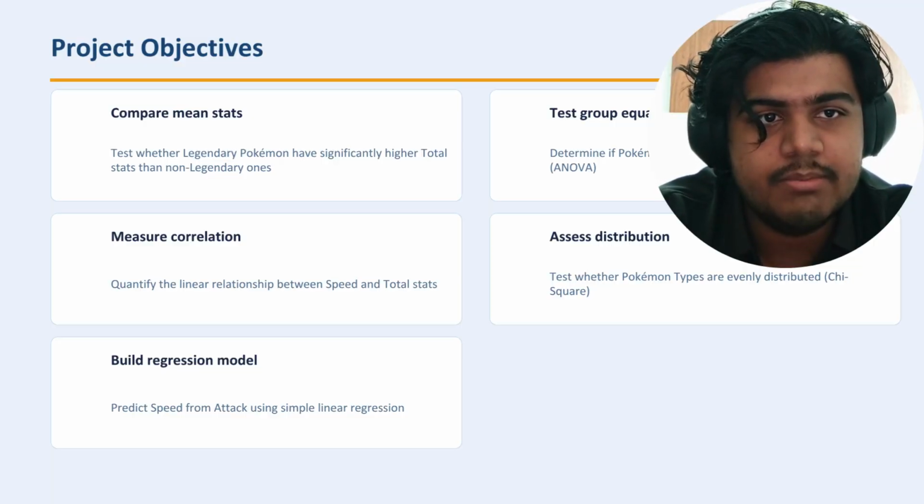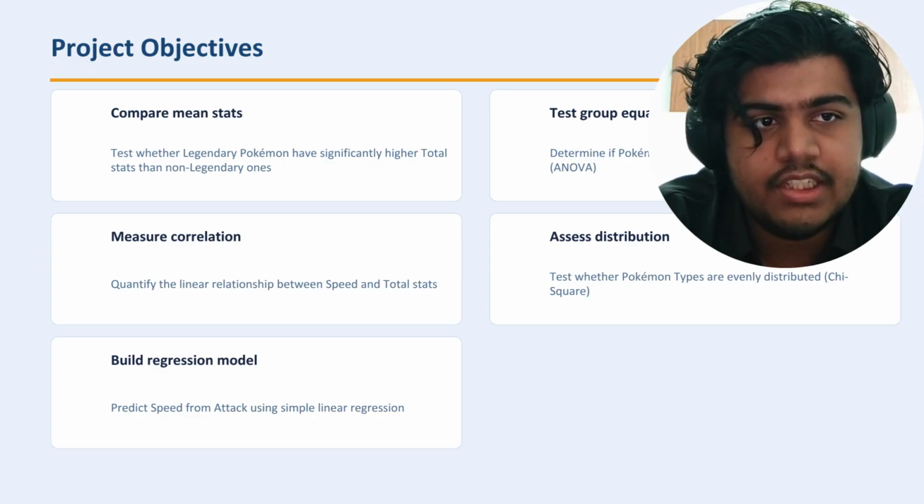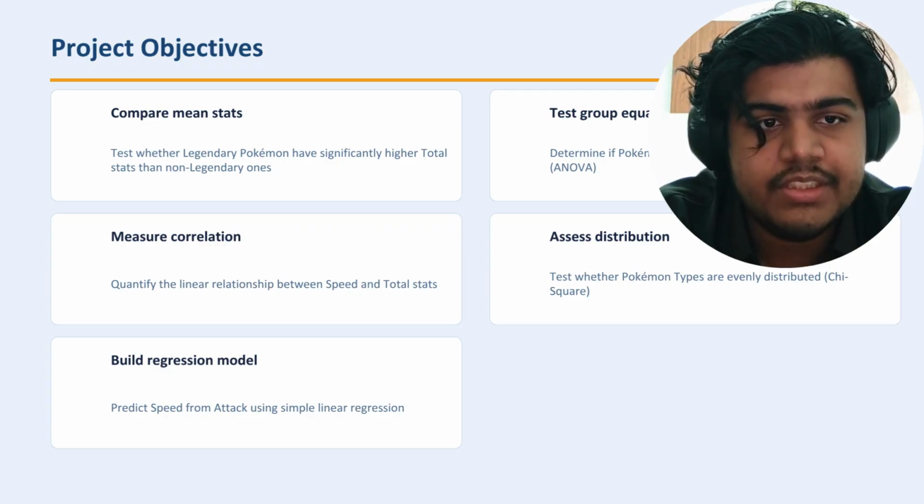Third, we build a simple linear regression model to predict a Pokemon's speed from its attack. Fourth, we use ANOVA to test whether strength differs across all six generations. And fifth, we run a chi-square goodness of fit test to check whether the 18 types are equally represented in the dataset. Together, these 5 analyses cover all compulsory methods required by the assignment brief.